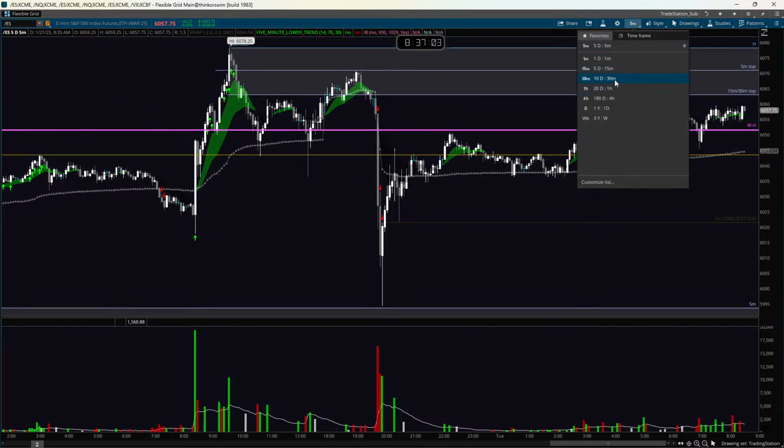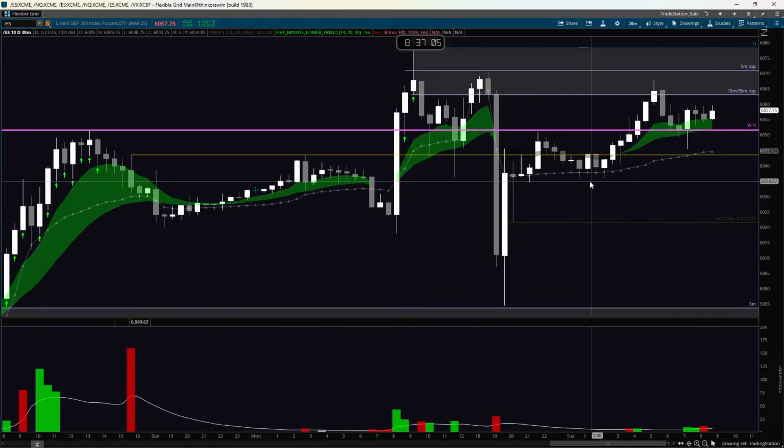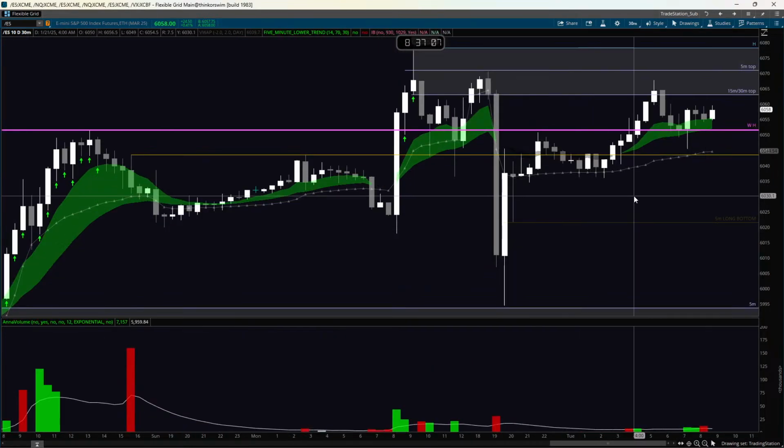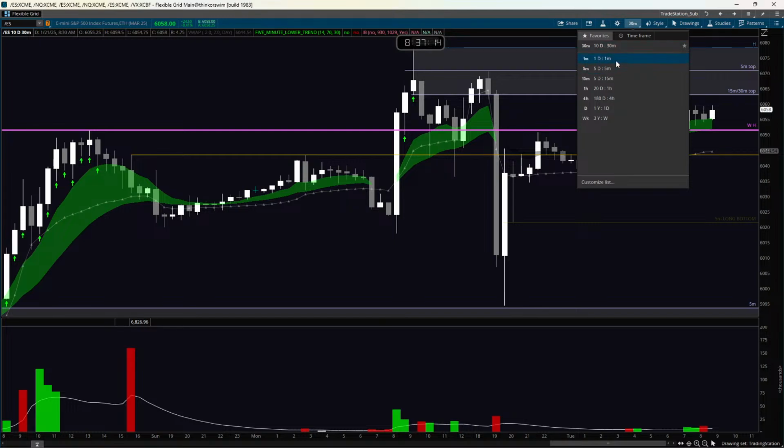Okay, let's go back to that 30-minute real quickly. I just want to see how it looked like pre-market. London session open, holding this area. I'm more interested in this top here. I like to see a nice rejection. Let's go to the 1-minute.